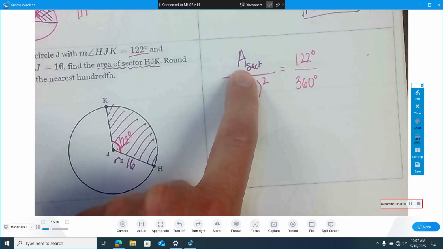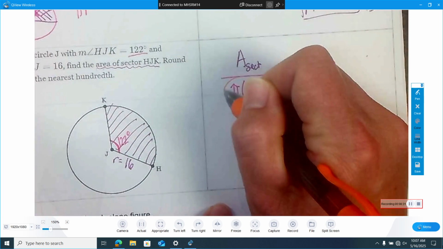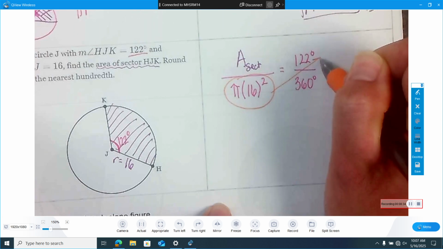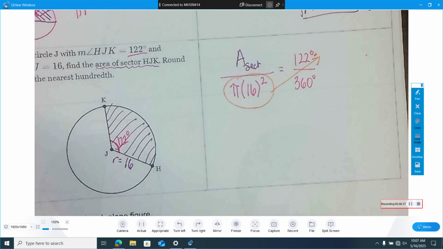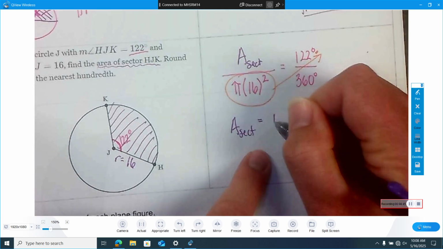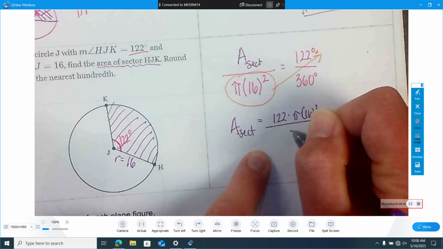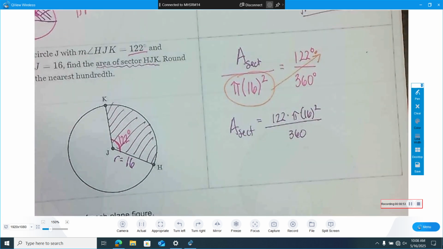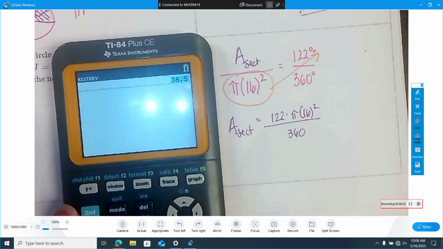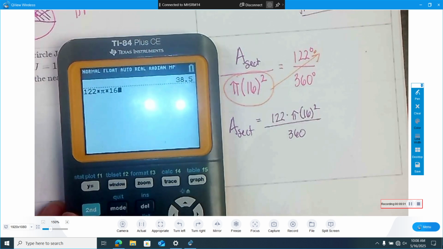How do you get the area of the sector isolated? Yeah, we cross multiply. And really all I need to do is take this and multiply it right to the other side. And then that area of the sector is all by itself, and that's what we want. So area of the sector is 122 times pi times 16 squared divided by 360. And of course, we can just put all that in our calculator. 122 times pi times 16 squared and divided by 360.